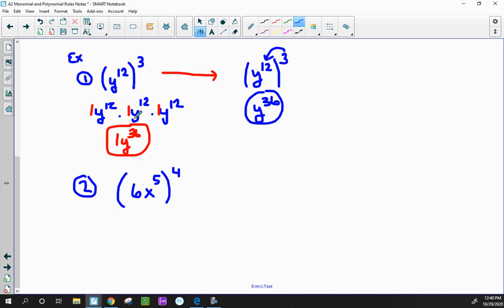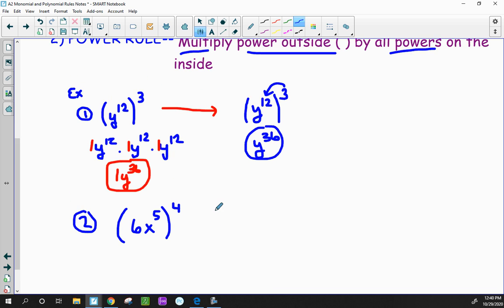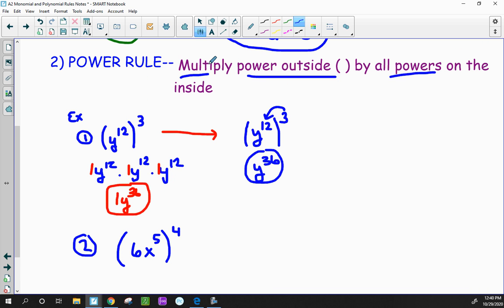Now, just like the last one, you can write 6x to the 5th down 4 times if you want to, and then just use the product rule. But the power rule is the shortcut. The power rule again says multiply the power outside parentheses by all powers on the inside. So you're going to technically multiply the 4 times the 5.